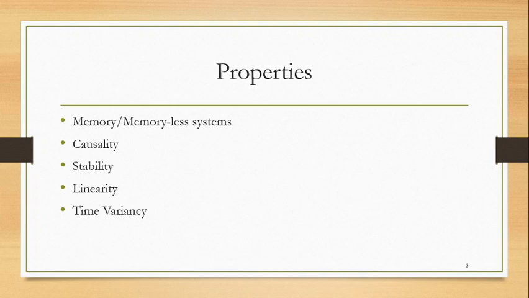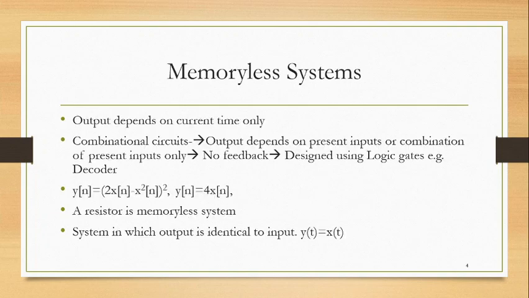Now, there are some important properties of systems. A system may have memory or it may be memoryless. A system may be causal or non-causal, it may be stable or unstable, it may be linear or non-linear, it may be time variant or time invariant. So we will discuss these properties one by one now.